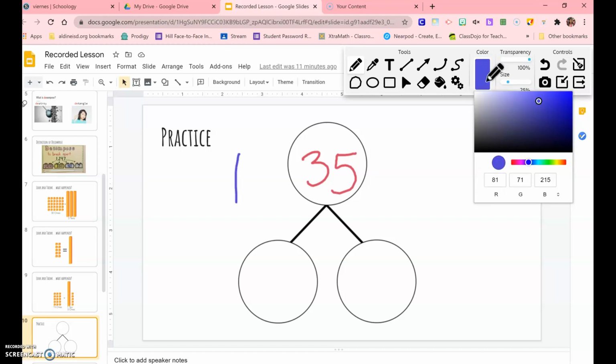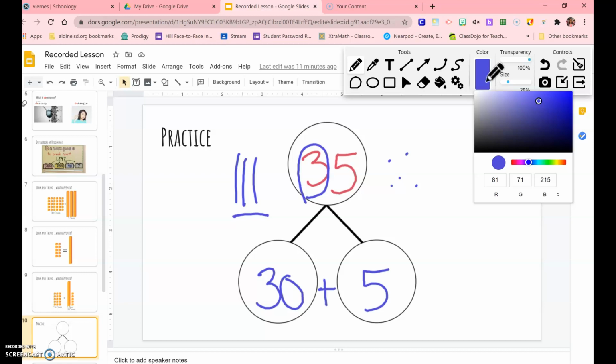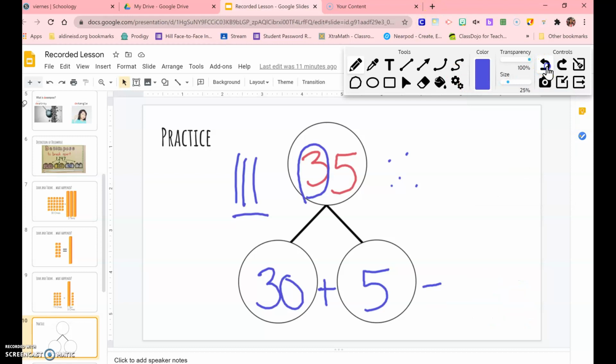I could draw it 3 tens, 5 ones. So when I decompose 35, the value of that 3 in the tens place is 30. That's why I'm using my pictorial. And the value for the 5 is 5 ones. So I decompose 35 to 30 plus 5. Now if I compose it again, it's going to be 35. Okay?